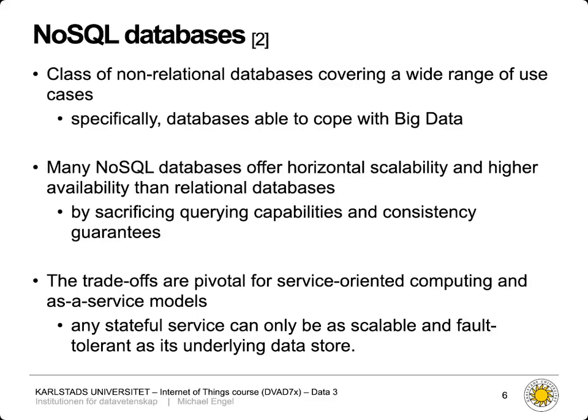So these trade-offs are important for service-oriented computing and the X as a service model, so software as a service or platform as a service, because any stateful service can only be as scalable and fault tolerant as the underlying data store. So essentially, when you use a NoSQL database, you might have to invest more work in getting your infrastructure right and appropriate to your use case, but then you get the reward of being able to handle more complex data, handle data in real time, handle larger amounts of data compared to relational databases.